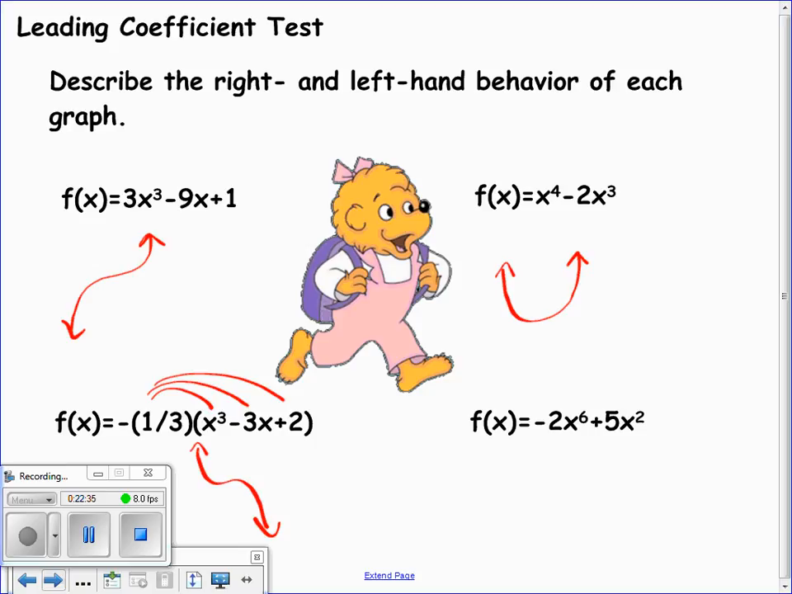And the last one, even or odd? Positive or negative? So what's that mean? Sad face.